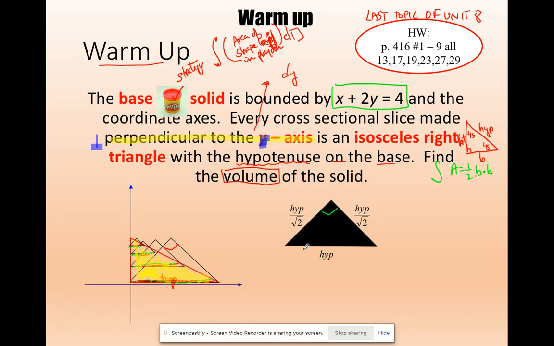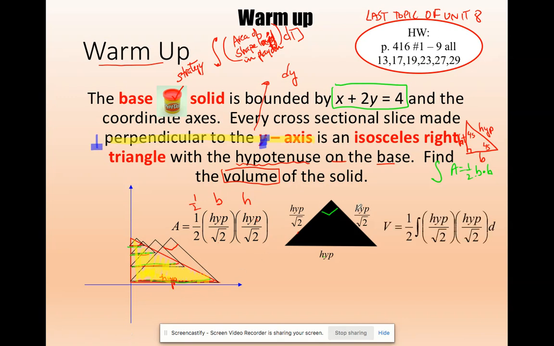It's been a long time since you've been in geometry. If you have a 45, 45, 90 triangle and you know the hypotenuse, you can get the legs by dividing the hypotenuse by √2. How does that help? Because the area of a triangle is 1/2 base times height. But remember, my base and my height are the same because it's isosceles: hypotenuse over √2, hypotenuse over √2. I'm going to sum all of those triangles up.